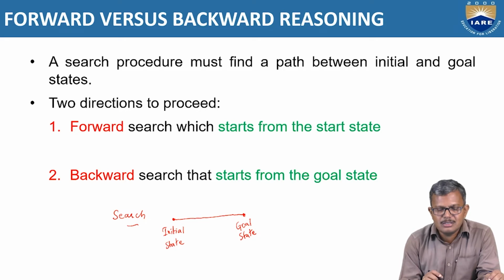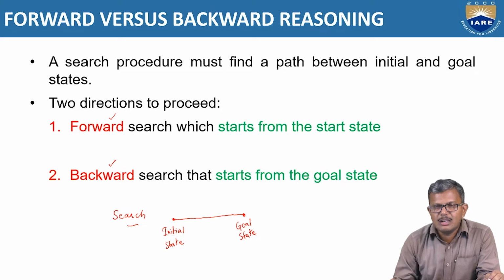Okay, so there are two different ways you can search for a specific path. One way is a forward path or forward search, or otherwise we can say it is a backward path or backward search. The question is which one is called forward and which one is called backward. If you start your search process from the initial state and move towards the goal state, then it is a forward search. If you start from the goal state and move towards the initial state, then it is a backward search.